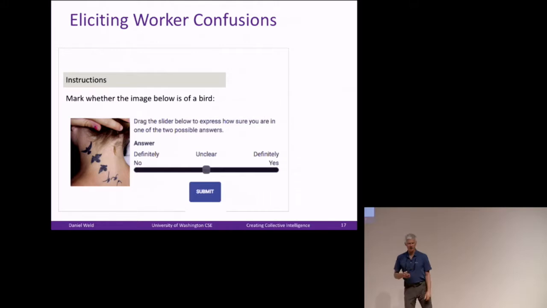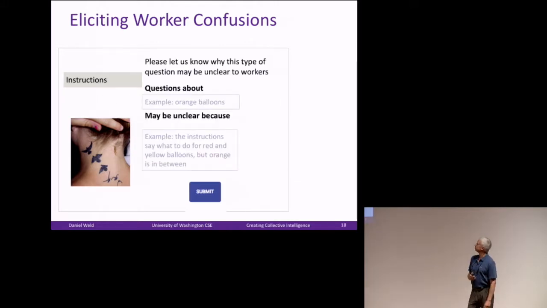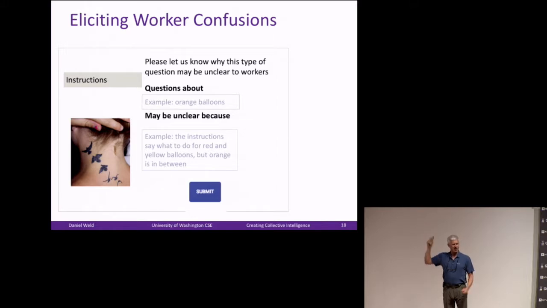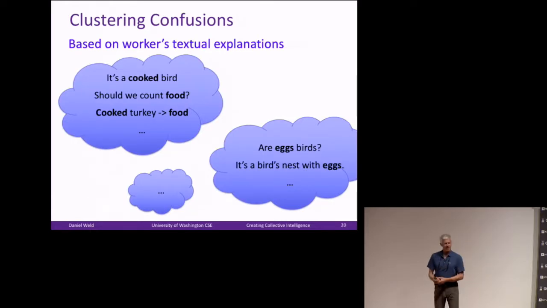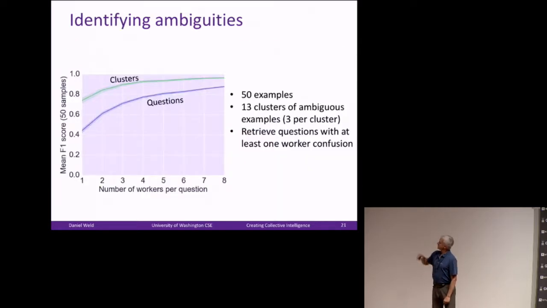Then if somebody marks, yeah, I don't know whether these tattoos of a bird should be marked as a bird, then they have another task, which is to try to explain, and the wording here is actually really important, try to explain why some other worker might be confused about this example. So they might say tattoos might be unclear because I don't know whether illustrations of birds should count as birds. And then after we get a number of these, we use a clustering algorithm based on the descriptions to try to figure out what the possible confusions are. And it turns out you can find most of the confusions by asking a relatively small number of workers on a set of examples, and you can do this adaptively.